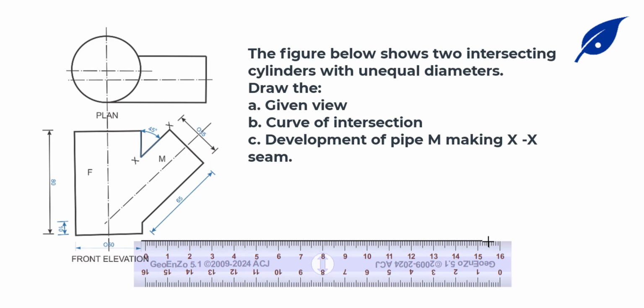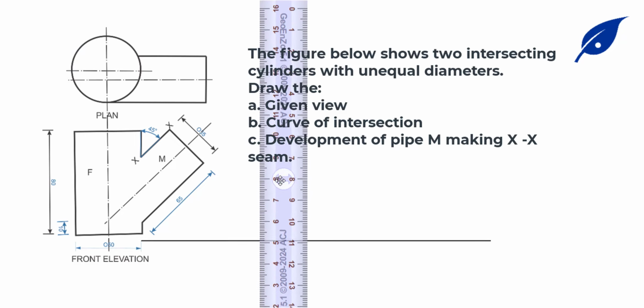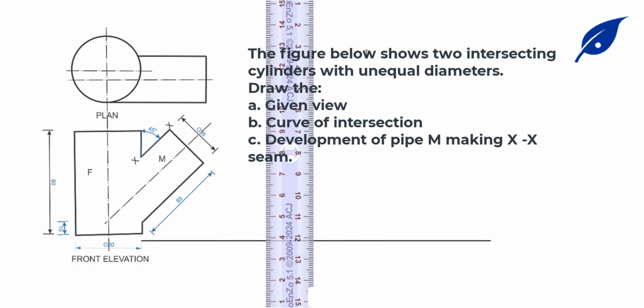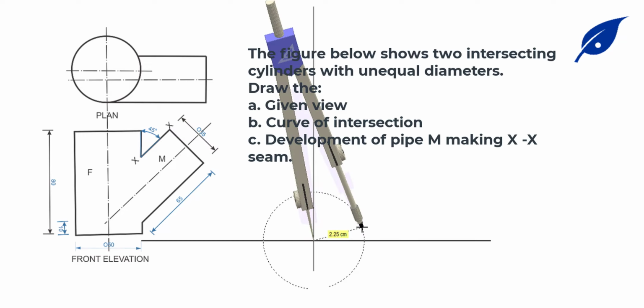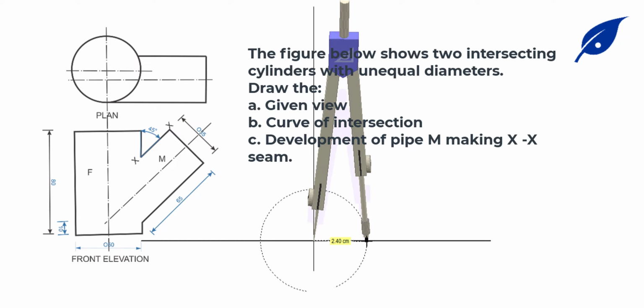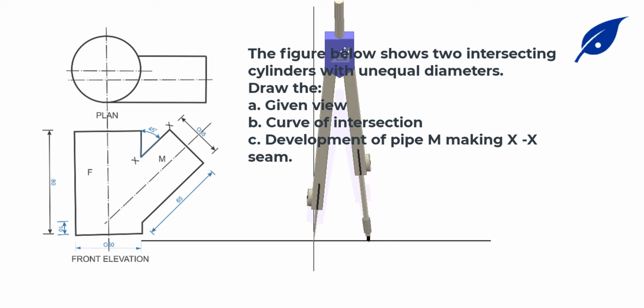You're welcome to this lesson. In this video, we're going to consider two intersecting cylinders with unequal diameters. So we are expected to draw the given view, which is on the left hand side. With the given dimensions, we are going to start.